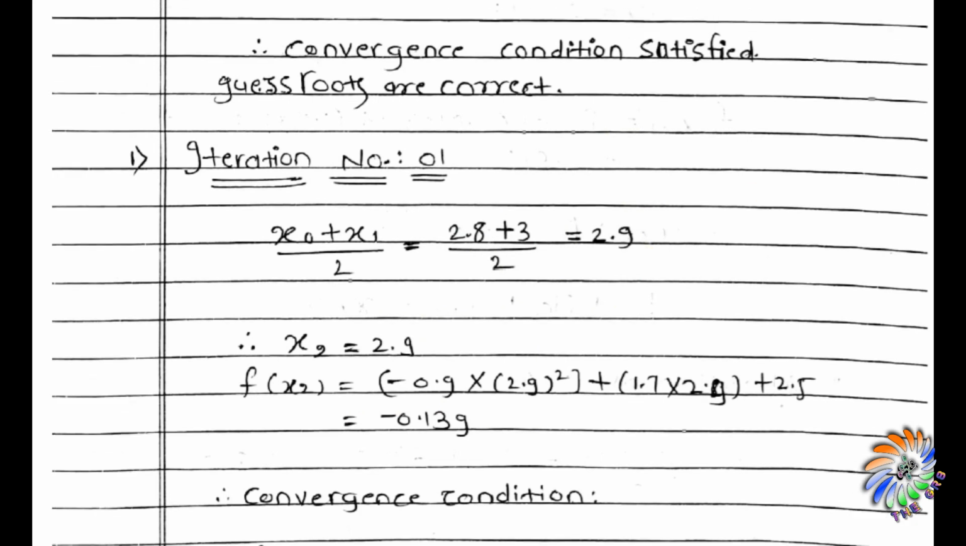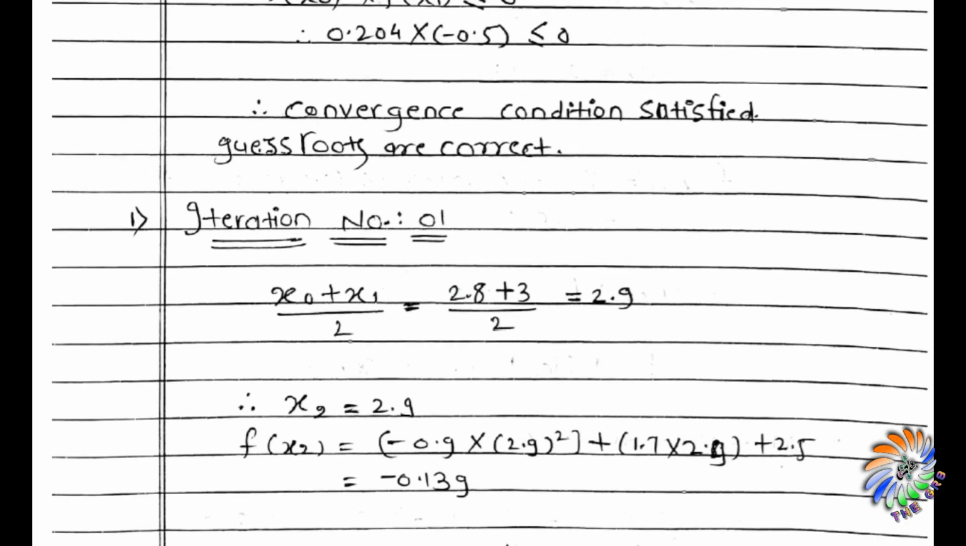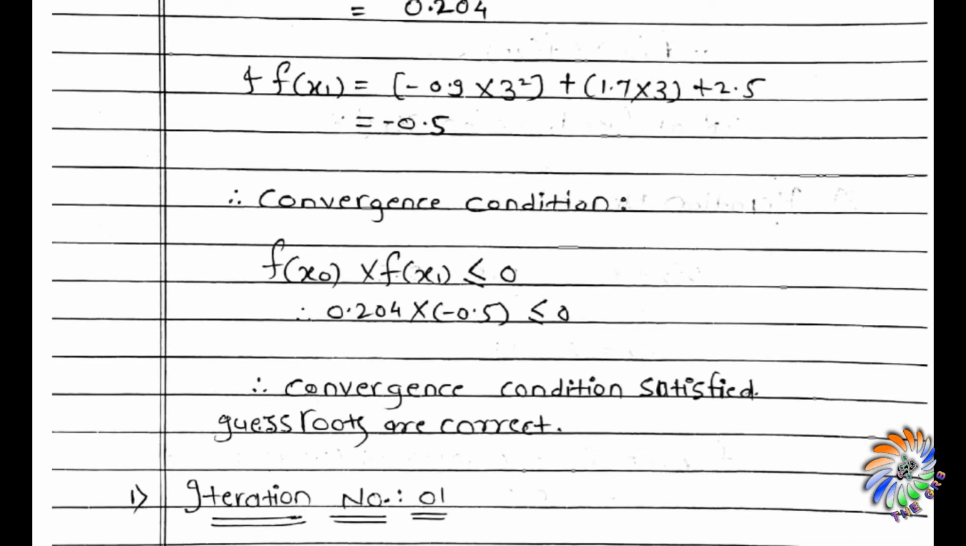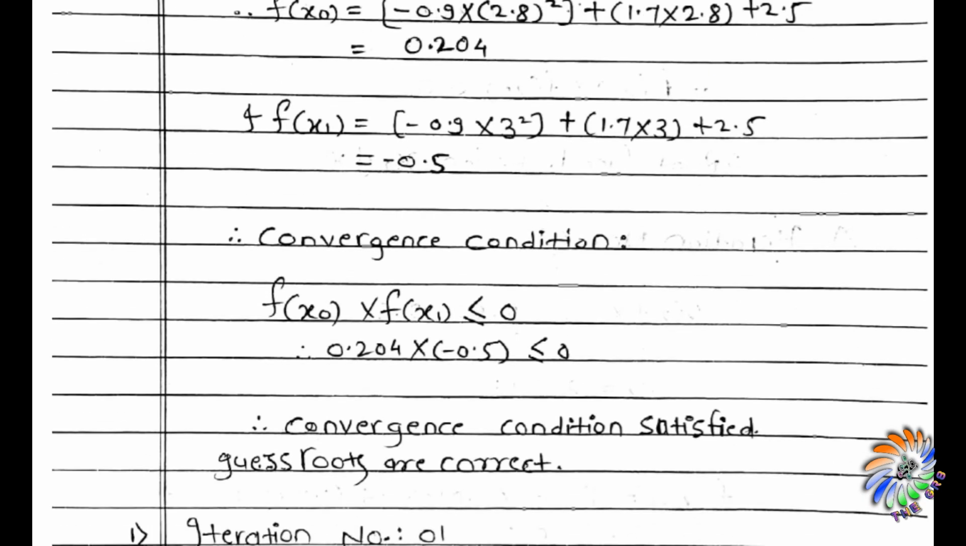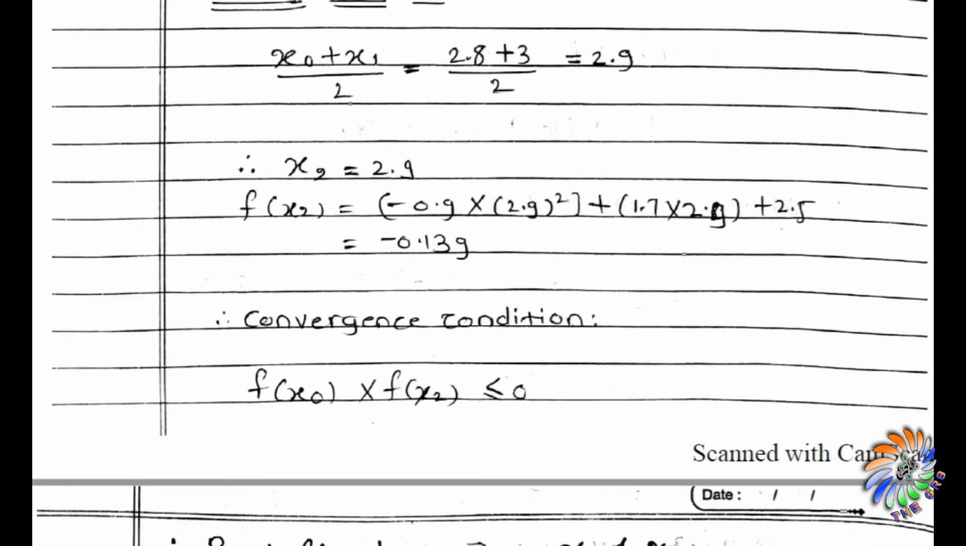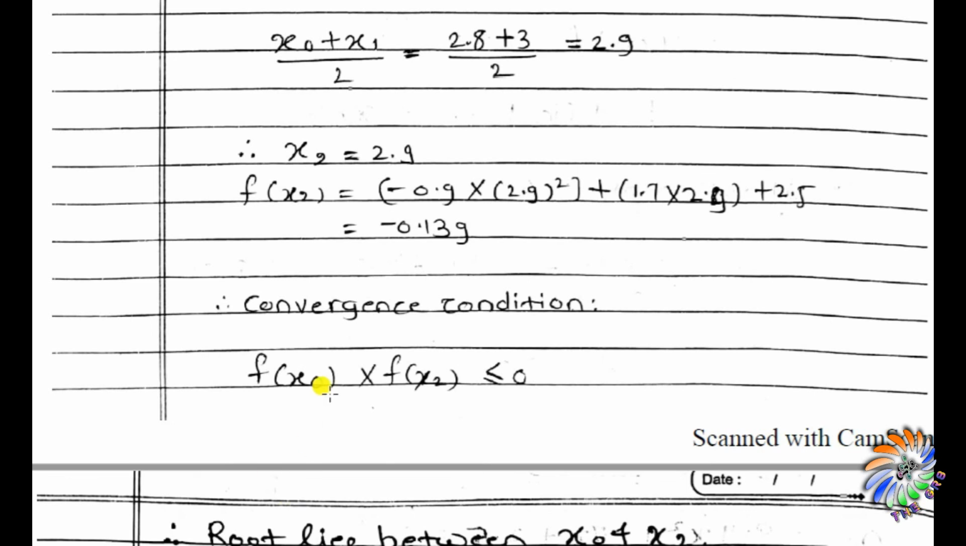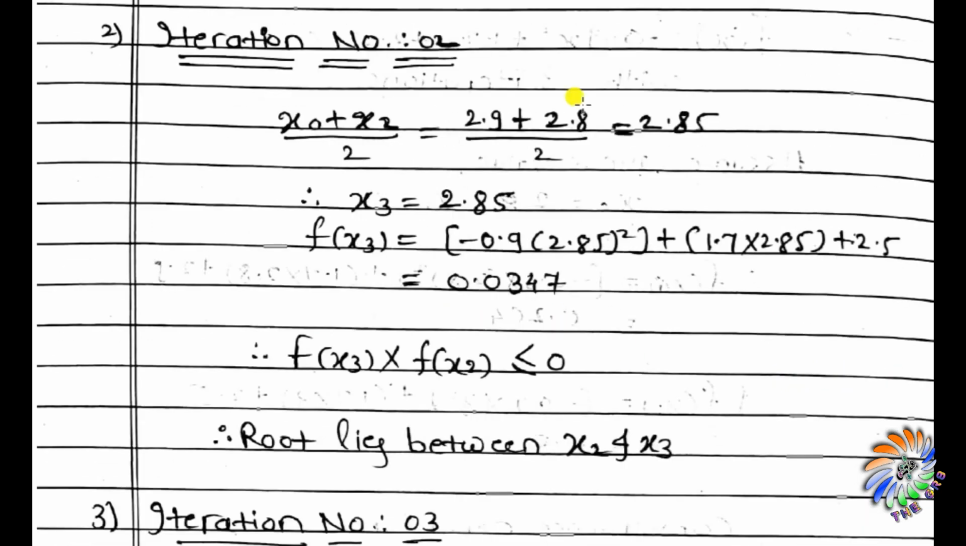इथे व्हॅल्यू निगेटिव्ह आली, -0.139 आणि पहिली पॉझिटिव्ह व्हॅल्यू कोणती होती आपली? ही 0.204, म्हणजे x0. म्हणजे आता आपण x0 आणि x2 घेऊन पुढे जाणार. हे बघा, f(x0) आणि f(x2) चे प्रोडक्ट निगेटिव्ह आलं, म्हणून कन्व्हर्जन्स कंडिशन सॅटिस्फाय झाली. इटरेशन नंबर 2. आता ह्या दोघांचा ॲव्हरेज घेऊन परत 2.85.